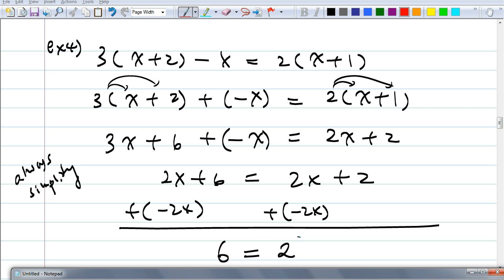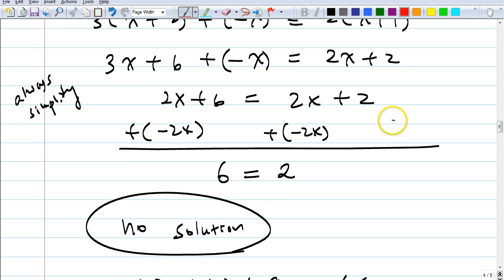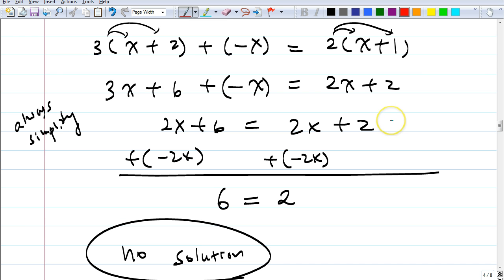That's exactly right. If you get something like this, where 6 equals 2, what does 6 equal to? 6 equals 6. It doesn't equal 2, does it? Therefore, you get something that doesn't make any sense. 6 doesn't equal 2. So this equation has no solution. Which means there's no number you could plug in so that the left side would equal the right side.